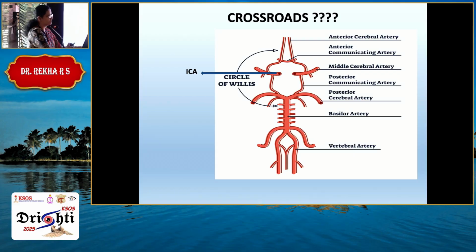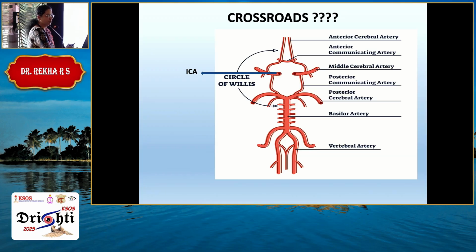So this was the crossroads I was talking about. So you know the circle of Willis. It is formed anteriorly by the internal carotid artery. That is, after emerging from the cavernous sinus, the internal carotid artery gives off the anterior cerebral artery, which communicates with the opposite side through the anterior communicating artery. Then it continues as the middle cerebral artery. Posteriorly, it is formed by the two vertebral arteries, which give off the posterior cerebral artery, which communicates with the MCA through the posterior communicating artery.